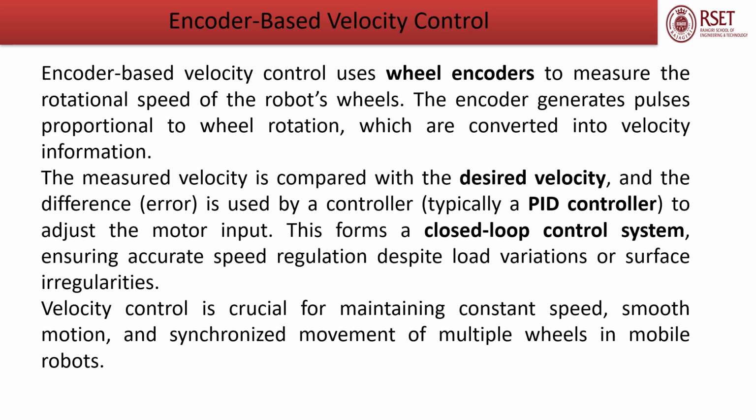The measured speed is continuously compared with the desired speed. If the robot slows down due to external resistance, the controller increases the input. If it moves too fast, the controller reduces the input. Typically, a PID controller is used because it provides stability, reduces steady-state error, and improves response time.